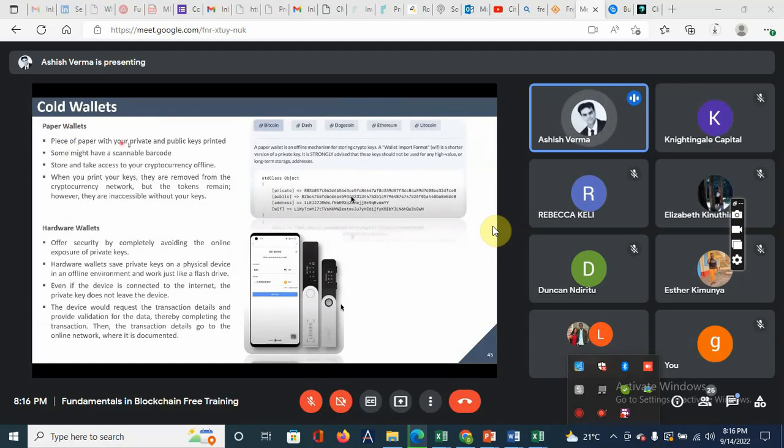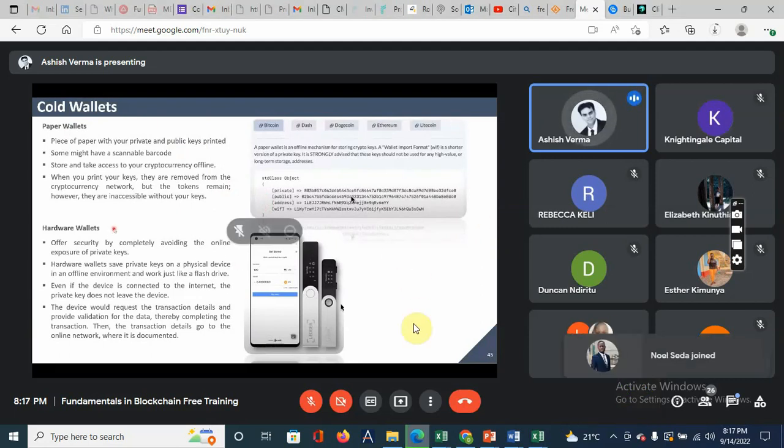A paper wallet is a piece of paper with your private and public key printed. Some might have a scannable barcode. Now people give you barcodes also. You store and access your cryptocurrency offline, so you can actually keep it completely offline on any of your devices. When you print your keys, they are removed from the cryptocurrency networks. That means it's only given once, and you cannot print it a second time.